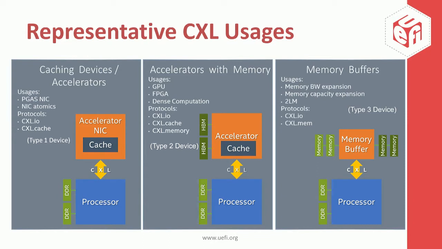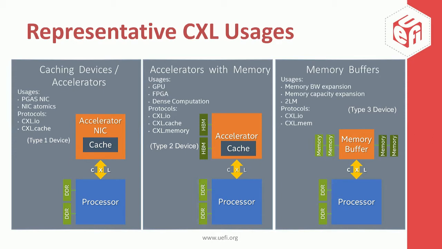The middle picture shows a GPU that is doing dense computation. This GPU is an accelerator and relies on both the .cache and .mem protocols. It has its own memory, shown here as something like HBM memory, that it can access quickly, and the CPU can also cache it in its local cache. It also has a local cache on the accelerator, so it can access frequently used data without having to go to either HBM or the host memory.